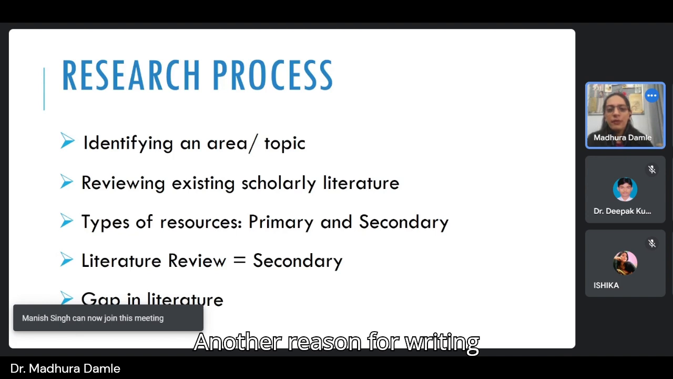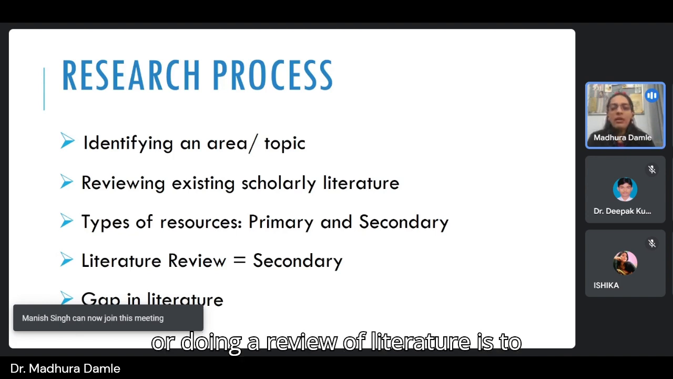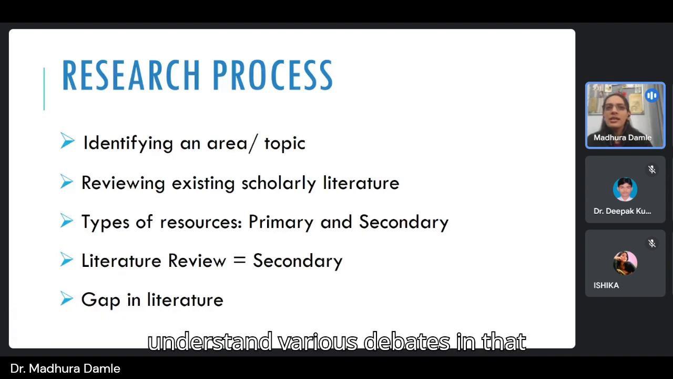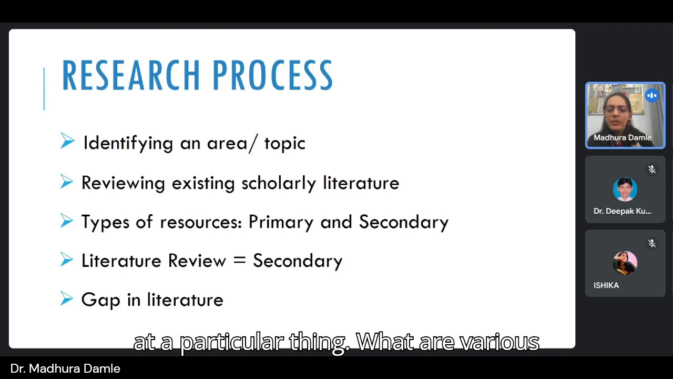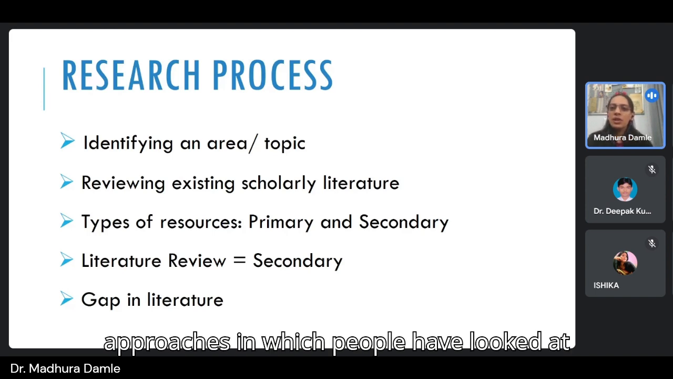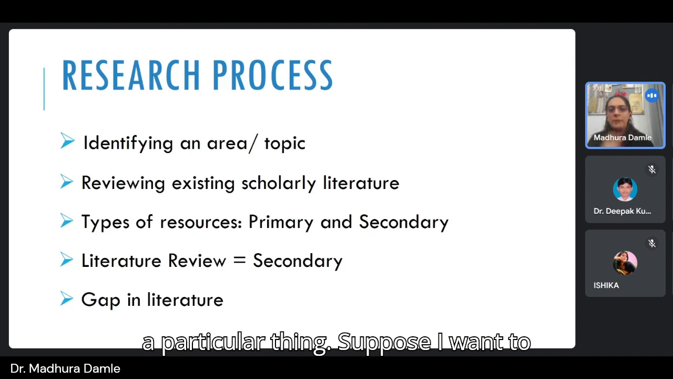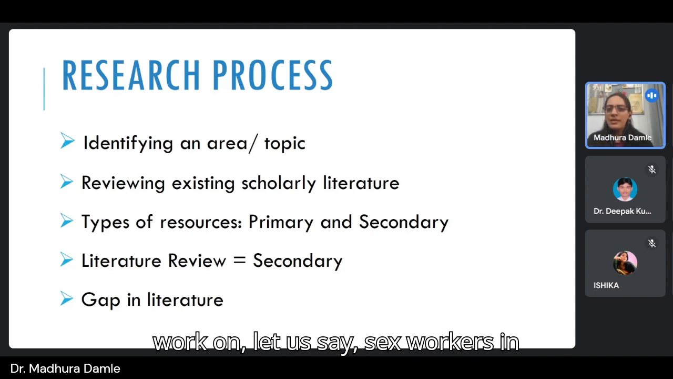Another reason for writing or doing a review of literature is to understand various debates in that particular field, how people have looked at a particular thing. What are various approaches in which people have looked at a particular thing? Suppose I want to work on, let's say, sex workers in India.